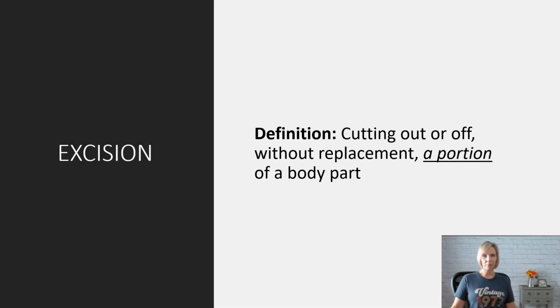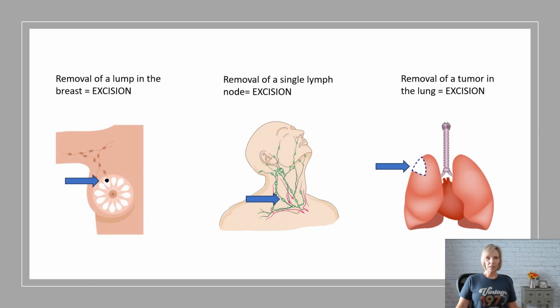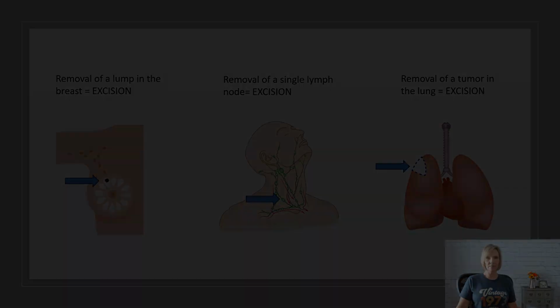ICD-10-PCS defines root operation excision as cutting out or off without replacement a portion of a body part. If only a portion of the body part is removed, then this is coded as an excision. For instance, removing a lump in the breast, removing a single lymph node, or removing a tumor from the lung are all examples of excision procedures.